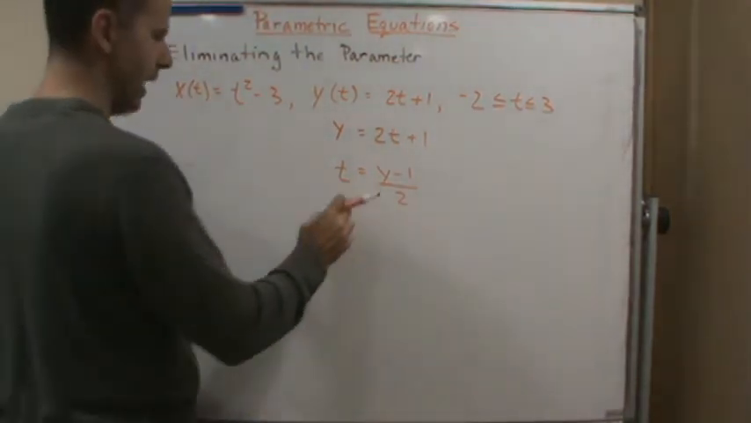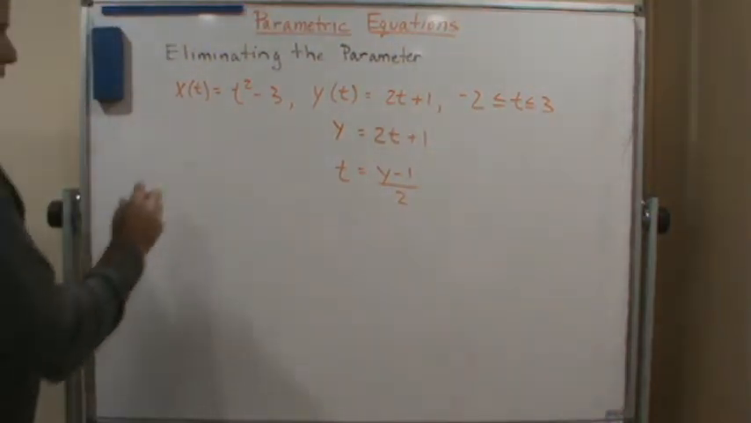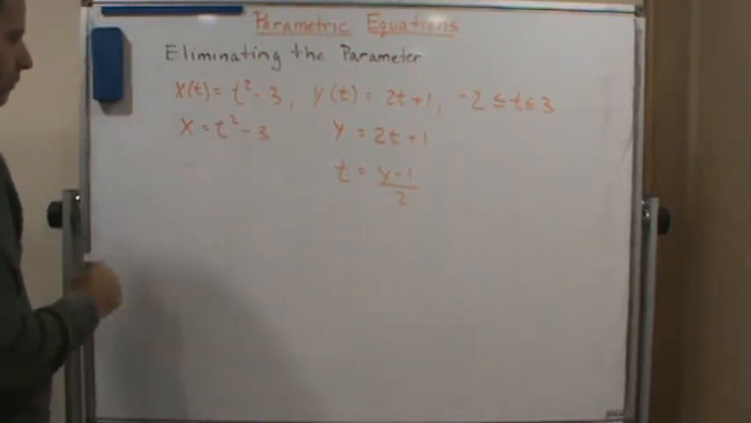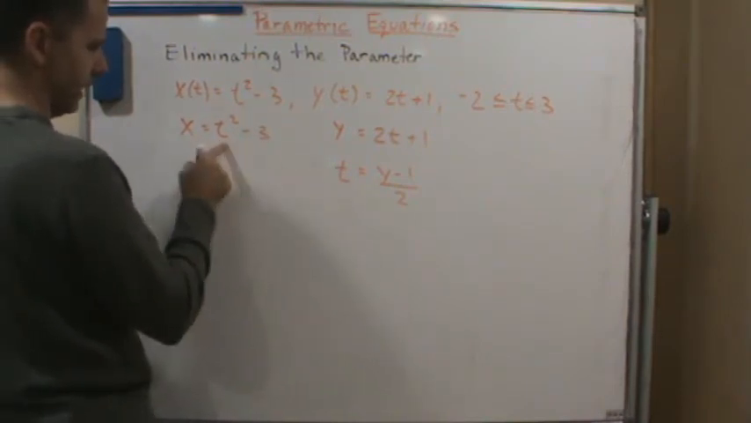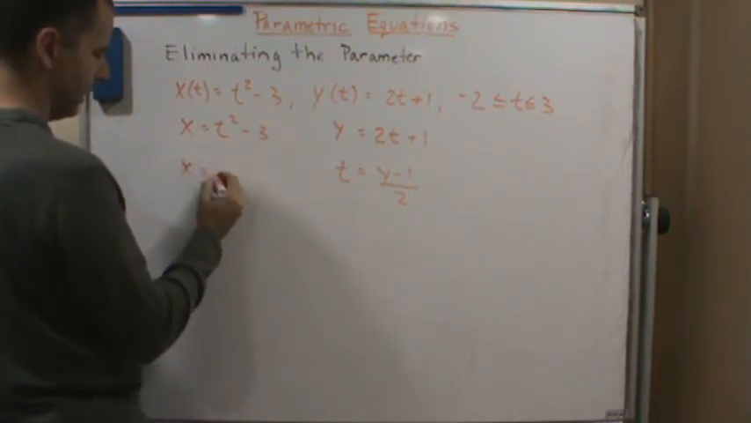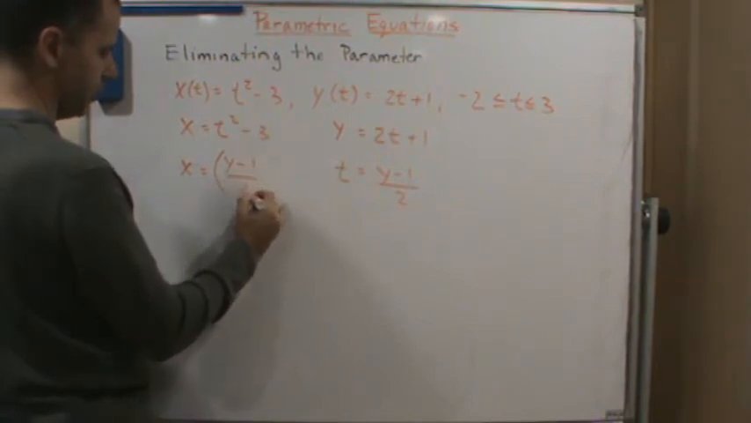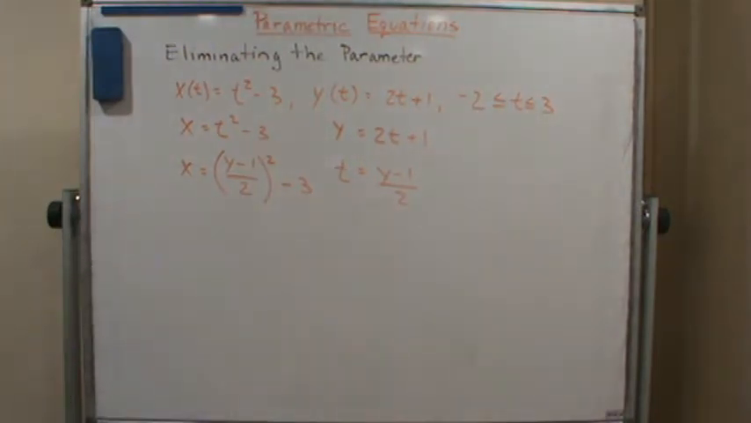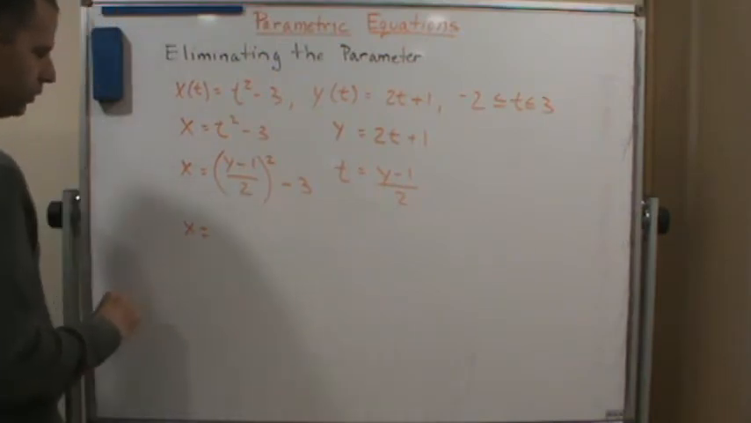So now what I can do is I can substitute this into the other equation. So this is x equals t squared minus 3. And so now I'm going to stick t in here. Okay? So I'm going to substitute in for t. So I'm going to write x equals the quantity y minus 1 over 2 squared minus 3. And so now if I simplify this, what do I get?